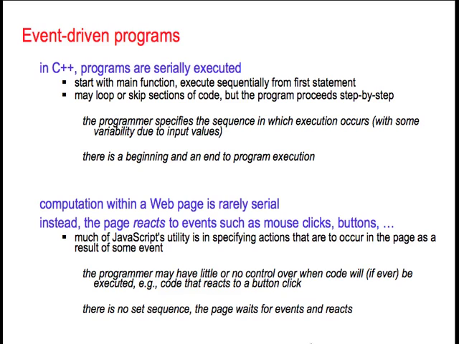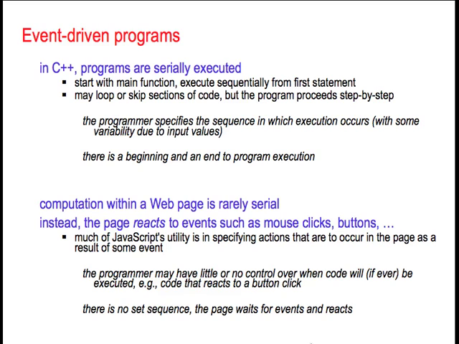So in terms of event-driven programs, in C++ the programs are serially executed. You guys know what event-driven is, but let me give you a brief explanation. Top-down, procedural: you start and go instruction by instruction until the program ends. Main starts a function that executes sequentially from the first statement. You might loop, you might go to different sections of the code, but you proceed step by step in some predetermined format. So we are doing the opposite.